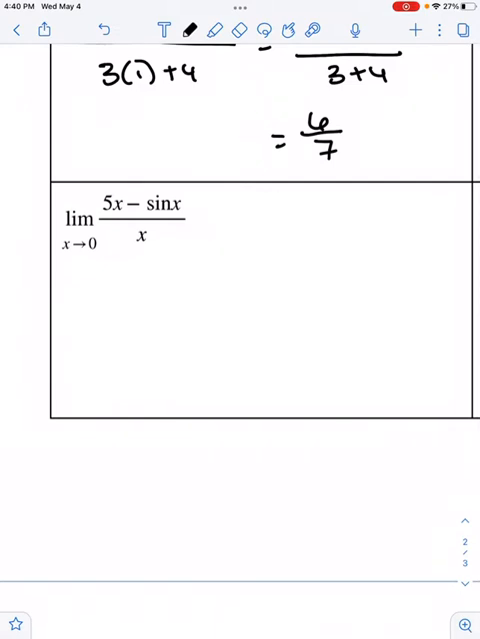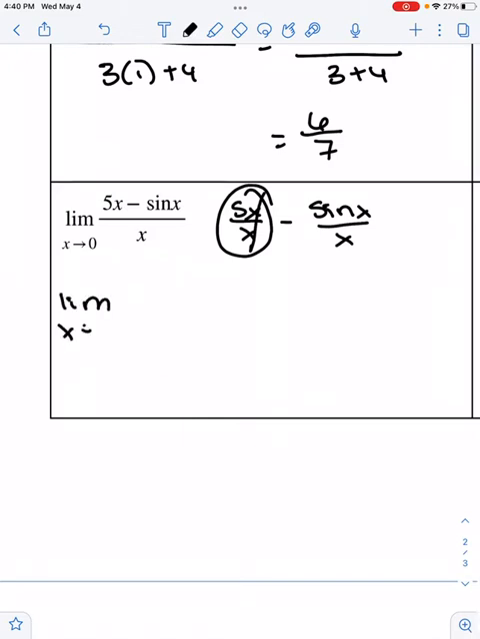All right. If we plug in 0 here, we're going to get that 0 on the bottom. And we can't simplify this anyway. So our next step is splitting up this fraction to 5x over x minus sine x over x. The left fraction, the x's cancel, and we're just left with 5.